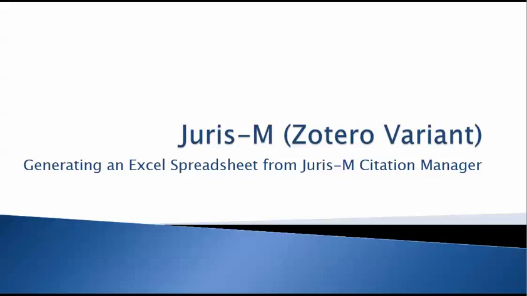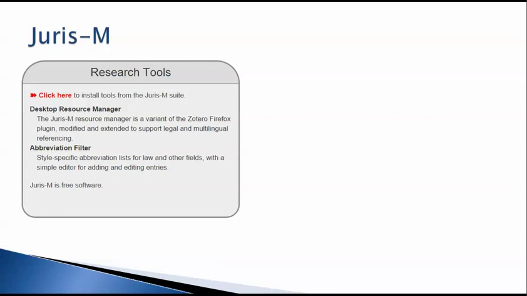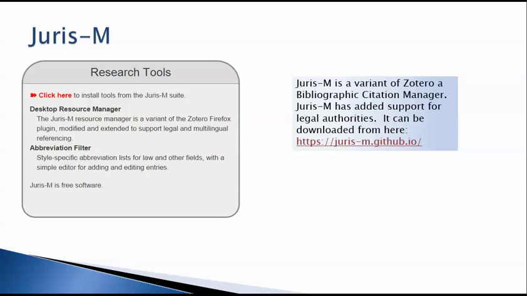This presentation is going to be on generating an Excel spreadsheet from Juris-M Citation Manager. Juris-M is a variant of Zotero, a bibliographic citation manager. Juris-M has added support for legal authorities, and it can be downloaded from this address.